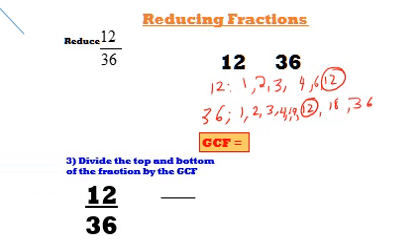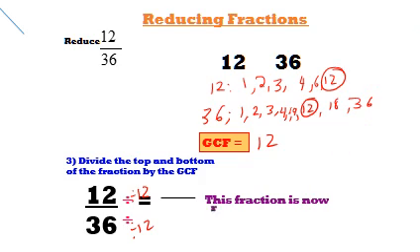Okay? Now I'm going to divide both terms. Instead of dividing the first time by 2, the second time by 2, the third time by 3, I'm going directly to divide by 12. So I'm going to have 1 over 3, which is the irreducible form.